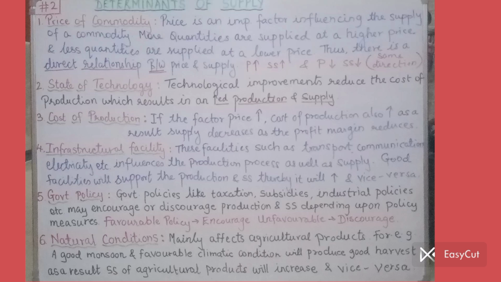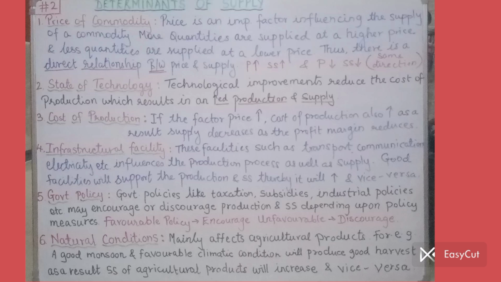Point number 2, state of technology. That means whatever technology is used for the production process, if that technology improves, if there is technological advancement, then certainly the cost of production reduces, and if the cost of production reduces, then naturally the profit margin will rise. So with the additional profit, certainly the seller tries to supply more. So with the technological improvement, there will be increased production and supply.